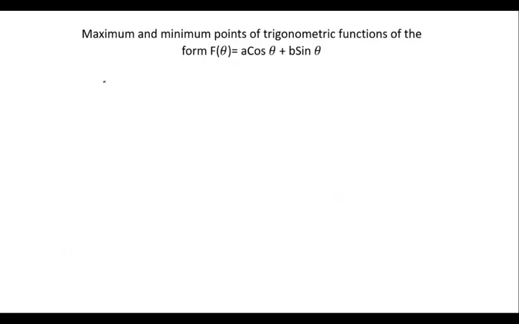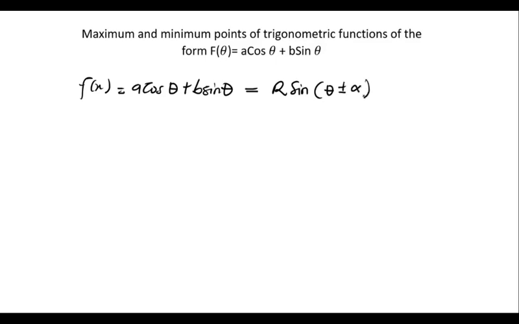Whenever we have a trigonometric function of the form f of theta is equal to a cos theta plus b sin theta, and we are to find the maximum or the minimum point of this function, all we need to do is to reduce this function into the form r sin(theta plus or minus alpha), or r cos(theta plus or minus alpha).